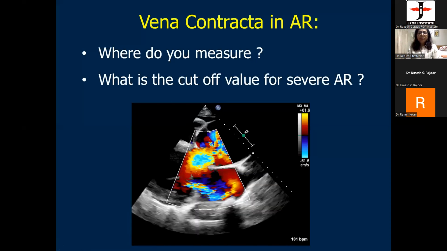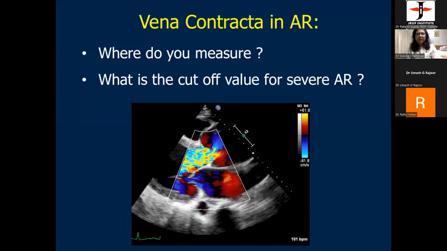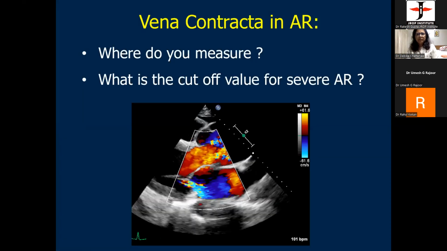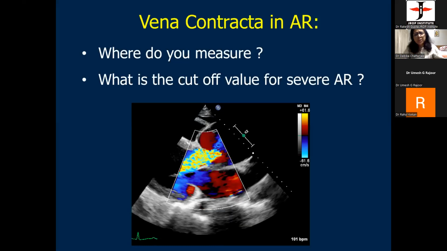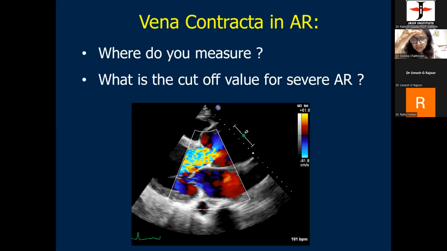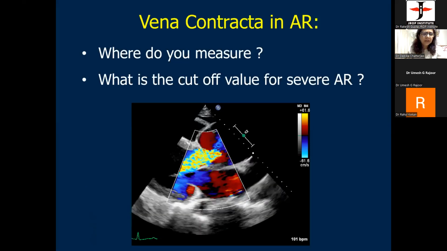Measurement of vena contracta. The cutoff value for severe AR is 0.6 millimeter or more. No, 0.6 centimeter or 6 millimeter or more. Okay, good. Sir, I think he has answered.